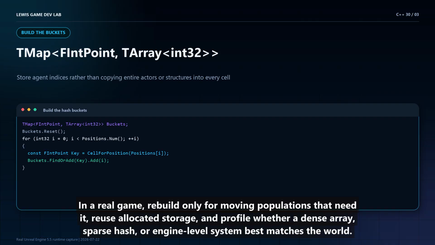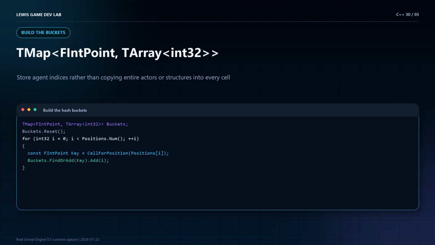In a real game, rebuild only for moving populations that need it, reuse allocated storage, and profile whether a dense array, sparse hash, or engine-level system best matches the world.